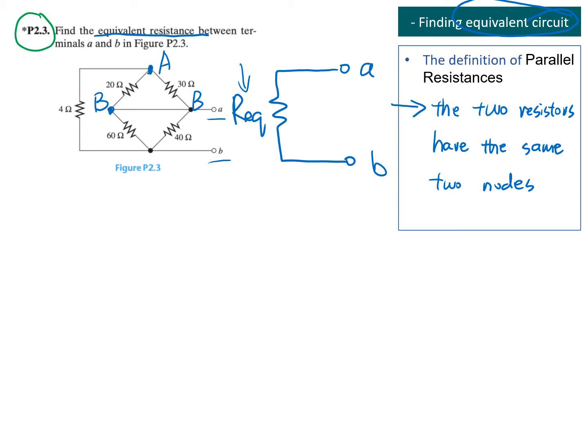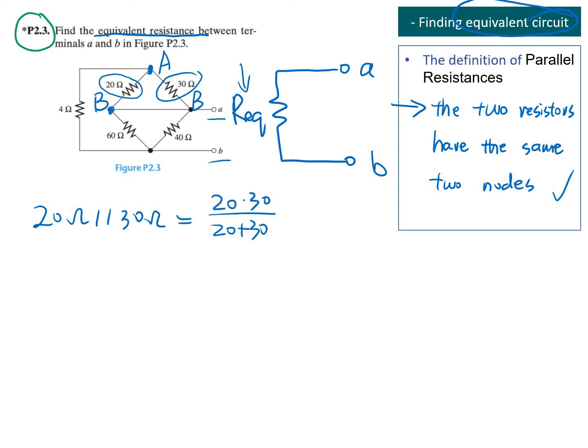So we'll first find these two resistors are connected in parallel according to our definition here. And that's 20 ohm in parallel with 30 ohm. That's 20 times 30 over 20 plus 30. And you're going to get 12 ohm resistor.